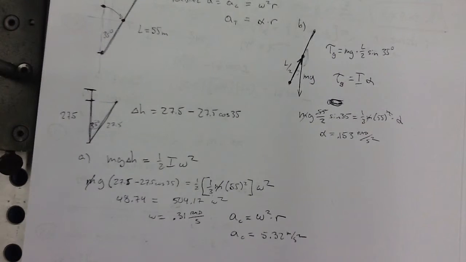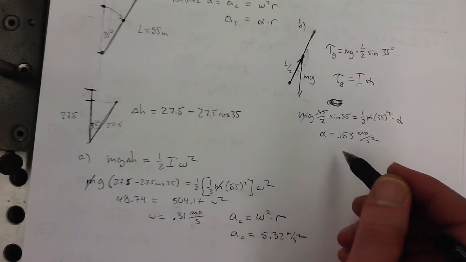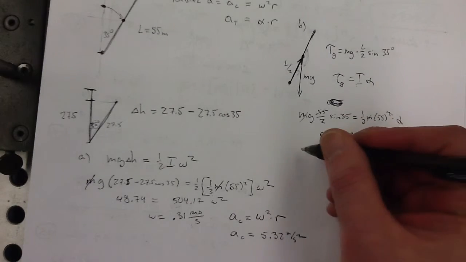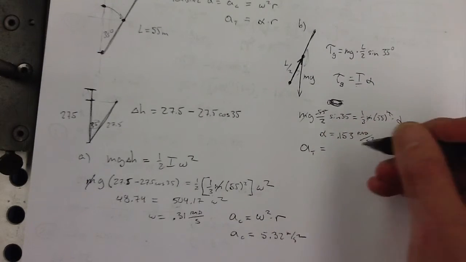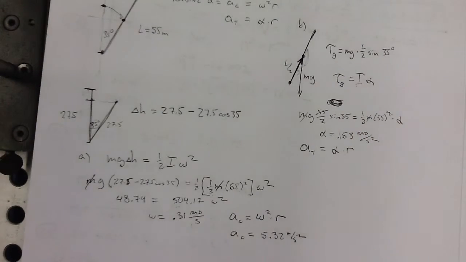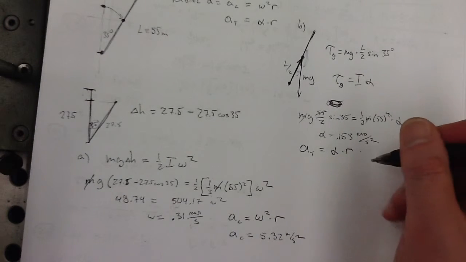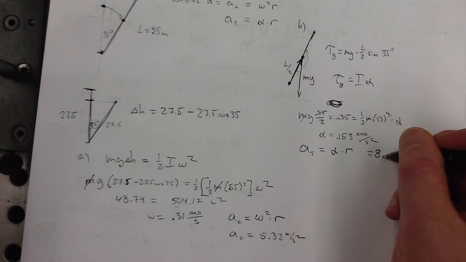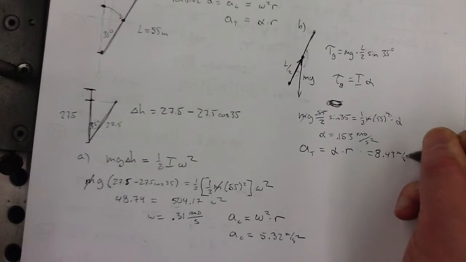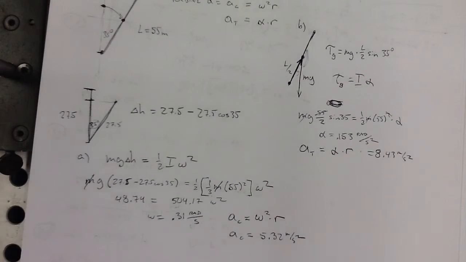And let's go ahead and do part C, assuming that we had done it this way. So at what angle is the tangential acceleration equal to g? The tangential acceleration, did we find this? No, we didn't, did we? That's the angular acceleration. To find the tangential acceleration, that's alpha times r. So let me multiply that by the radius. So that's equal to 8.43 meters per second squared. That's the actual answer for that part.